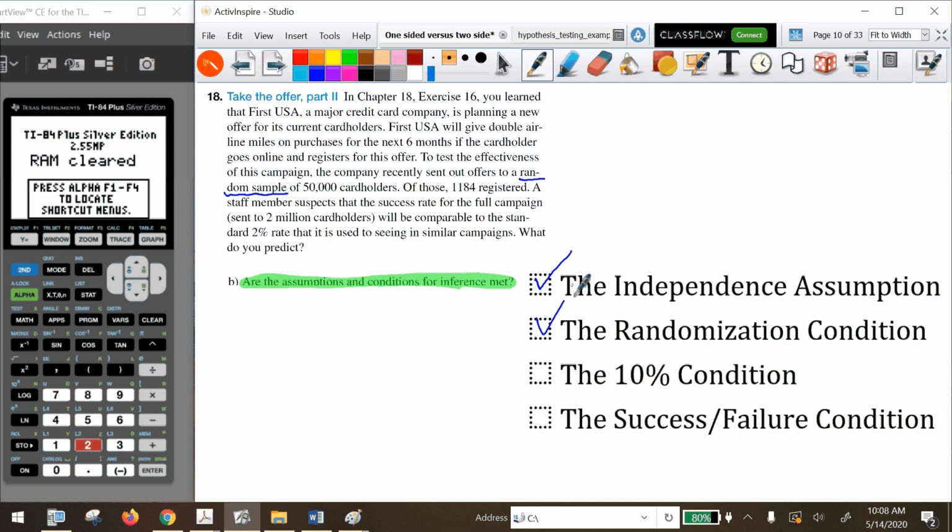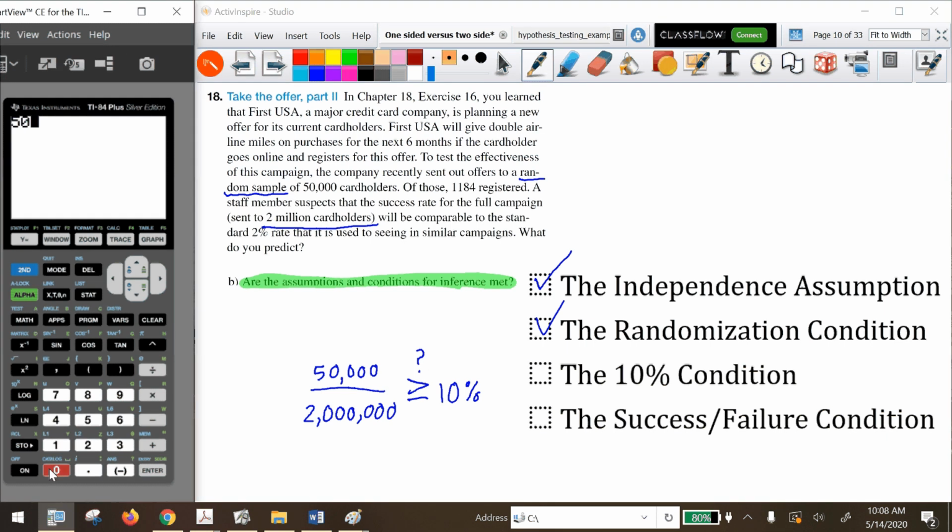The 10% condition. Did we oversample our population? Well, their entire customer base seems to be 2 million cardholders. Is 50,000 more than 10% of that? Let's see. If it is, that's a problem. Is this greater than 10%? Because you're not supposed to oversample. If you start to oversample, you start to change how many things are left in your population, and they start to actually become dependent. All right, so that's only 2.5%. That's significantly less, so we're good there. We didn't go over 10%.